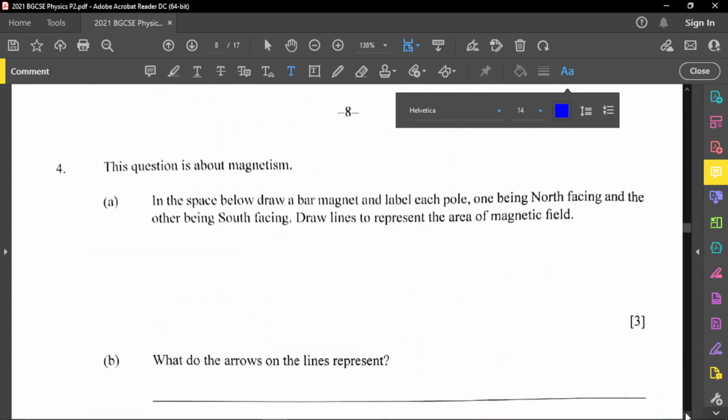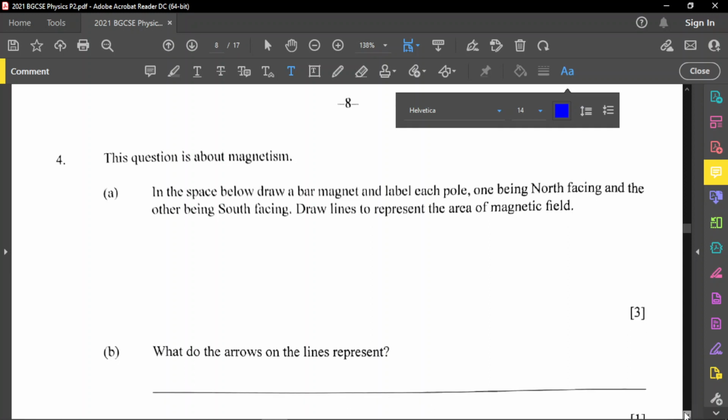The next question is about magnetism. This is question 4, so we're at the halfway point. It says, in the space below, draw a bar magnet and label each pole, one being north facing and the other being south facing, and draw lines to represent the magnetic field. So all you need to draw is a bar magnet, label north and south on it, and then draw the magnetic field.